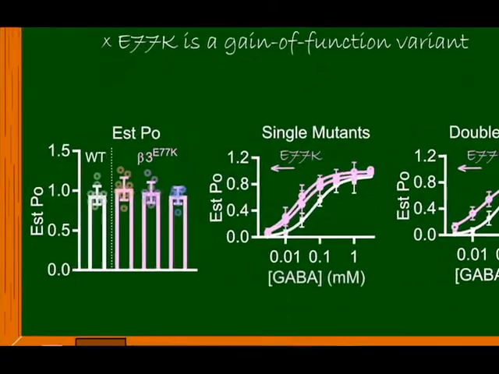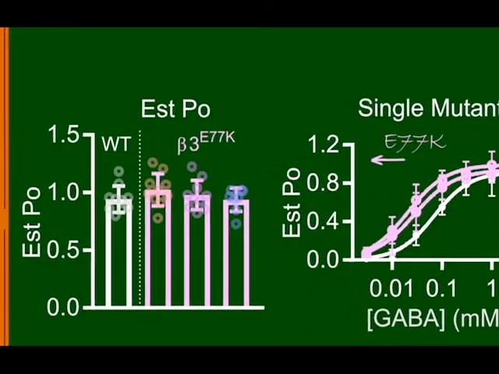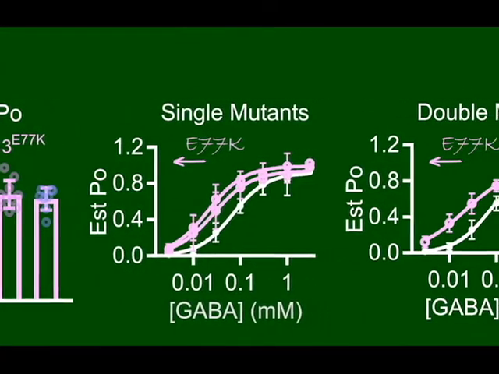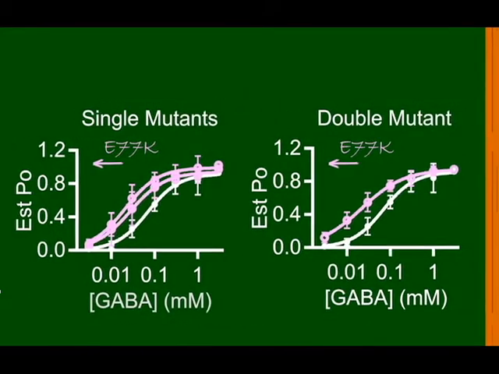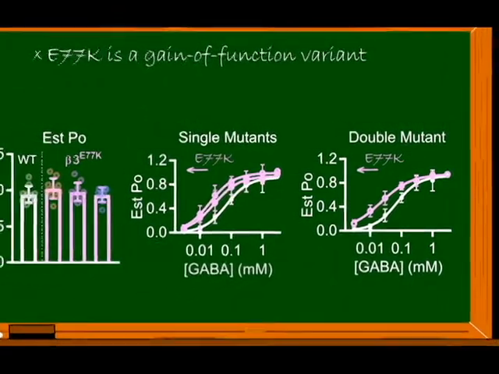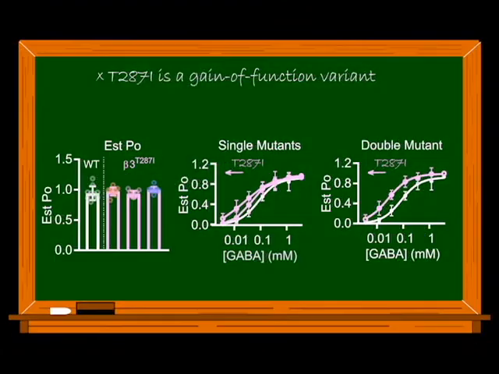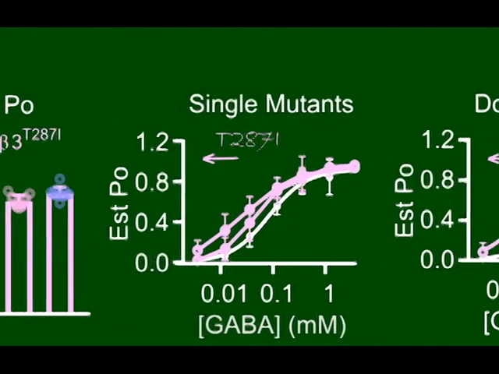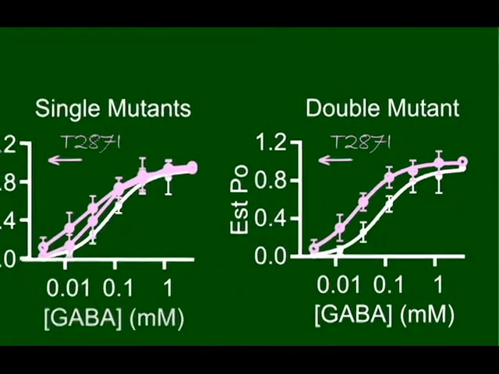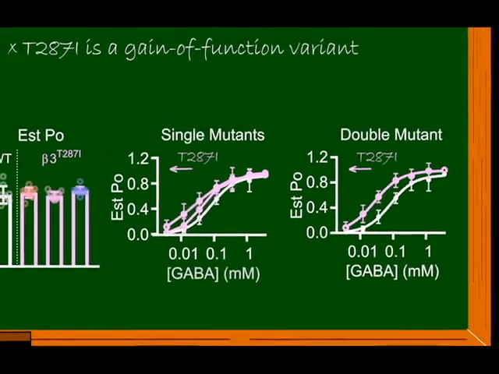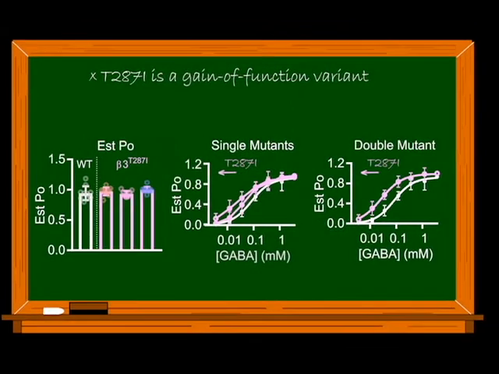Here are the results of the E77K variant. Regardless of whether 1 or 2 variants were introduced, the concentration response curve is shifted to the left, and there is no change in the estimated maximum open probability. This means that it requires less GABA to activate the receptors, a gain-of-function variant, something we haven't seen before in Gabrb3 variants. The T287I variant displayed a similar phenotype, with a shift to the left in the concentration response curve and no change in the estimated maximum open probability. Furthermore, we found that E77K and T287I extrasynaptic γ2β3α5β3α5 receptors share the gain-of-function phenotype.